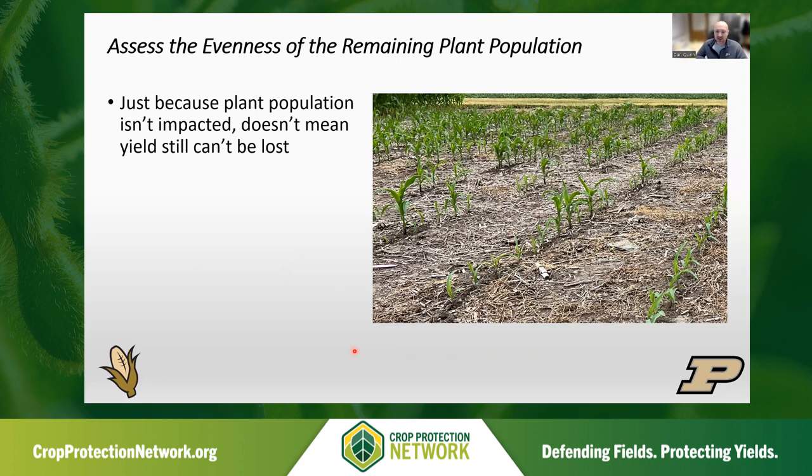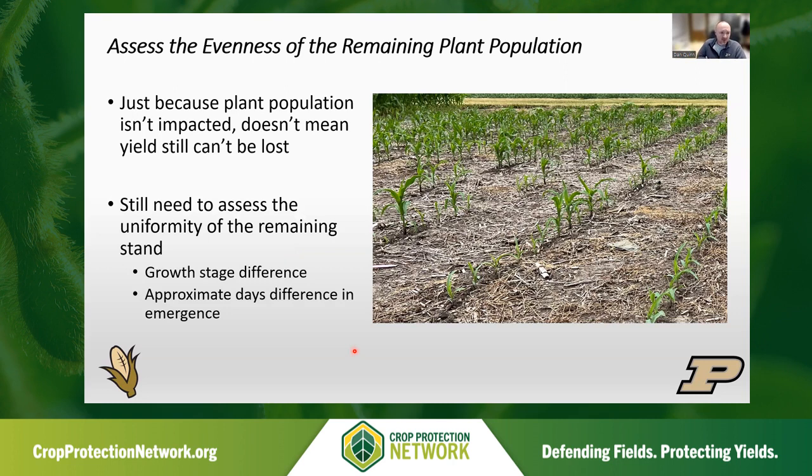So assess not only the stand and the viability, but how even that stand is, and is there some indication of how many growth stages behind some of those plants are in comparison to their neighbors in certain areas in the field. You still need to assess the uniformity of the remaining stand, try to get a gauge of what the growth stage differences are out in those areas, and also, if you can, get an approximate days difference in that overall emergence.